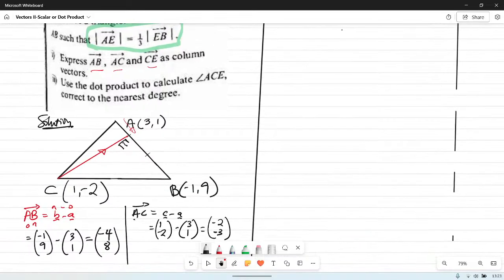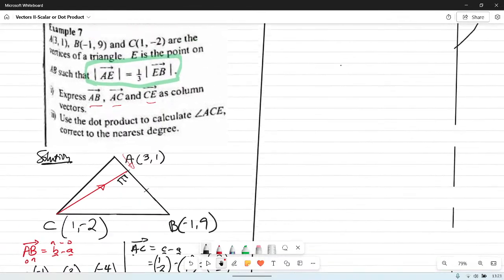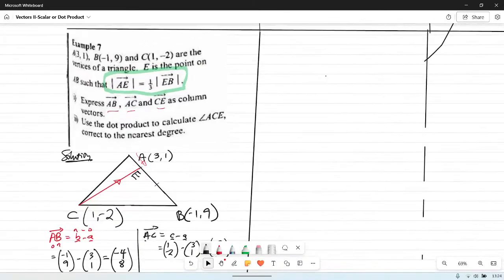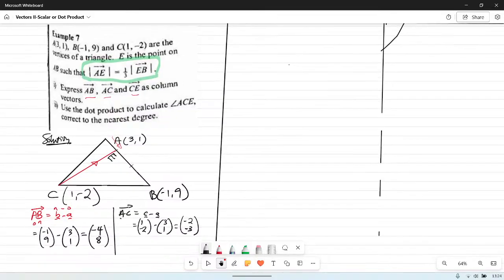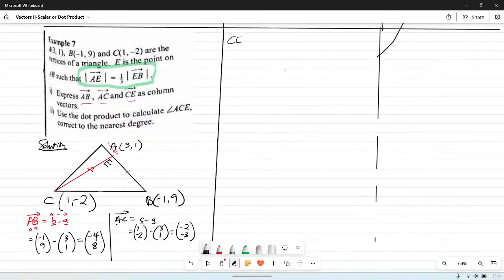So now we found AB. We found AC. Now let's go and find CE. CE will be E minus C. Right? Now we don't even know E. But we can use another approach to get CE. If you're using the vector diagram, whereby I pass through CA and you come and put the E back.